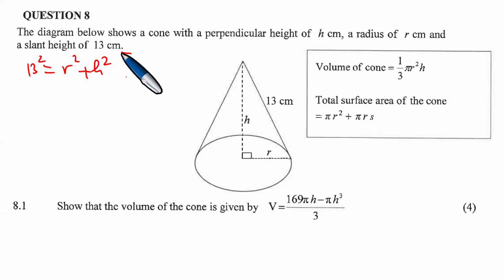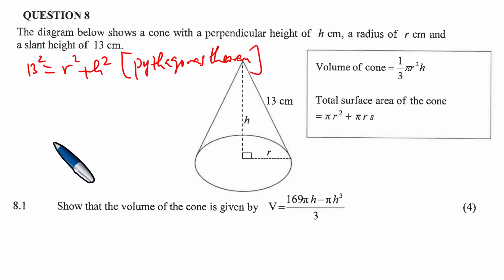And what motivates this is Pythagoras' theorem. Now we want to make r squared the subject of the formula, so that r squared is equal to 13 squared, 169, minus h squared. Okay, from Pythagoras, we're able to get 169 minus h squared.